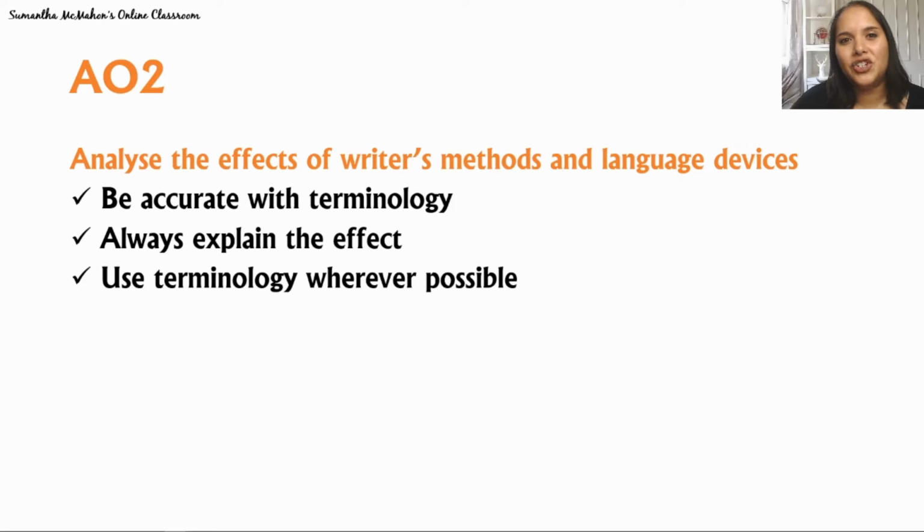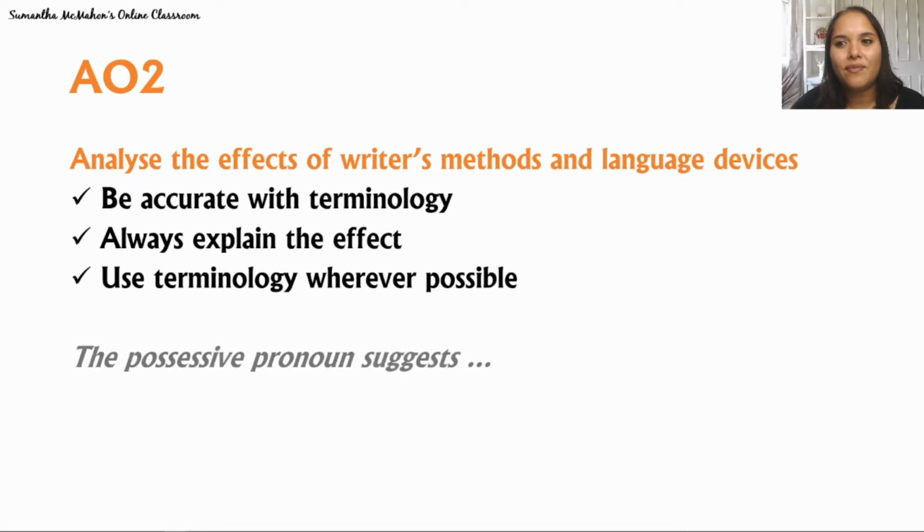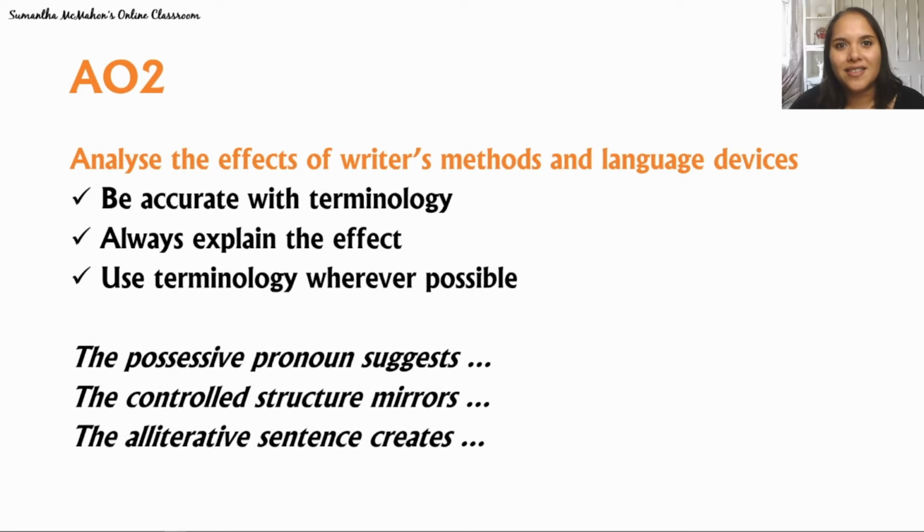I sometimes see students in their essay saying, the word mingle suggests blah, blah, blah. Now let's think about how we can upgrade that. Instead of saying the word, you can say the verb. Just changing one word means you get more marks. So here are some other sentence starters, some examples. You might say the possessive pronoun suggests, or the controlled structure mirrors, or the alliterative sentence creates. So you want to use this kind of language to explain the effects.